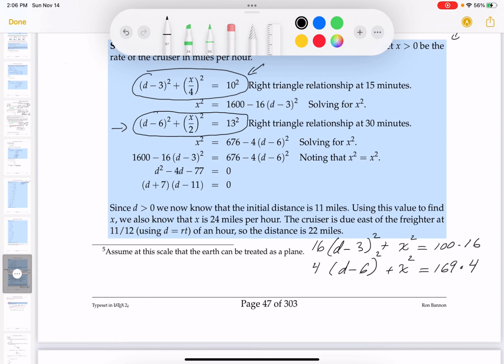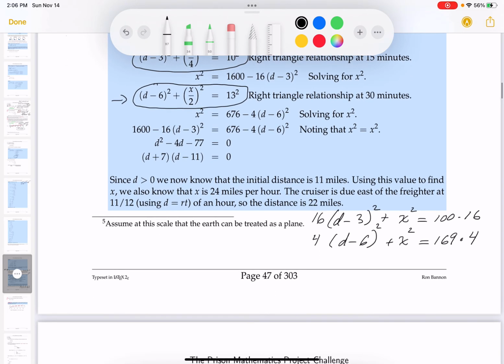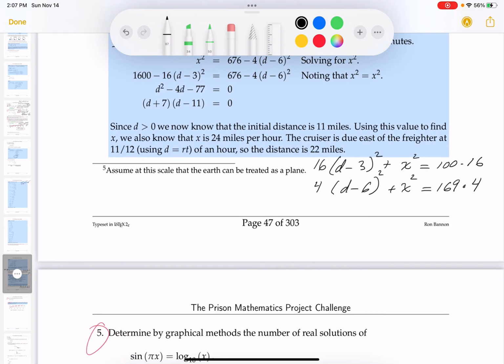Now I realize someone might say, what are you going to do now? I'm going to try to figure out what x is, or what d is. And I'm looking at what might be easiest for me to do. I'm going to say just subtracting them. All right, let me see if I can do that. So 16 times d minus 3 squared minus 4 times d minus 6 squared equals, maybe I should do the arithmetic over there, and that's 1600.